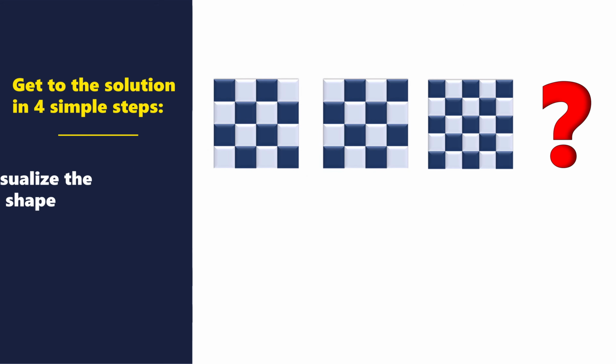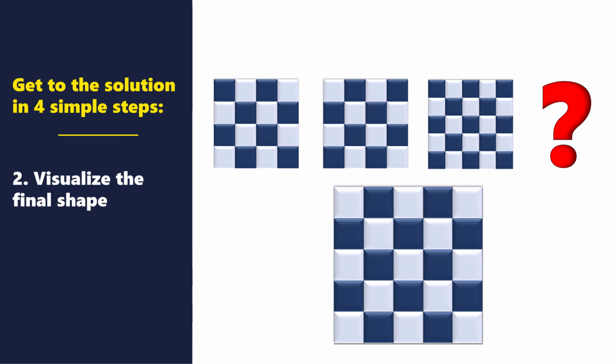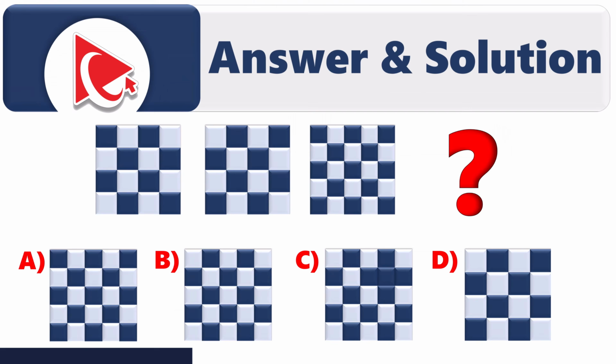Now it's time to go to step 2. In step 2, we need to visualize the final shape. Based on what we've just learned, our final shape should be 5 by 5 in size, with alternating colors, and should have a lighter small square in the upper left corner. There are two choices that match this option, choices B and C.